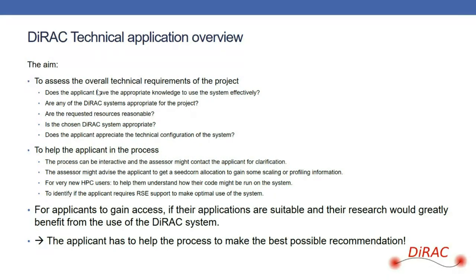And then you have the choice of four systems, and out of the four systems, you have three different architectures. Is that what you have chosen? Is that appropriate? And does the applicant then realize how the system is technically configured? For instance, all of our systems are running parallel file systems. Does the applicant actually know what that means?